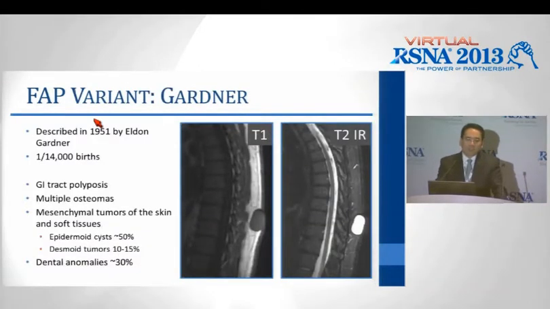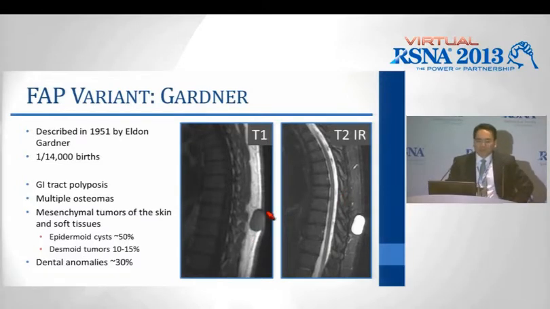Gardner syndrome is an FAP variant. It was described in 1951 by Alton Gardner, and occurs in about 1 in 14,000 patients. So obviously they have GI tract polyposis, but also develop multiple osteomas, and mesenchymal tumors of the skin and soft tissues, such as desmoid tumors, as I already talked about, and epidermoid cysts, such as illustrated here on the sagittal T1 and T2 inversion recovery sequence, as a well-circumscribed lesion. Dental anomalies occur in about 30%, such as supernumerary teeth.